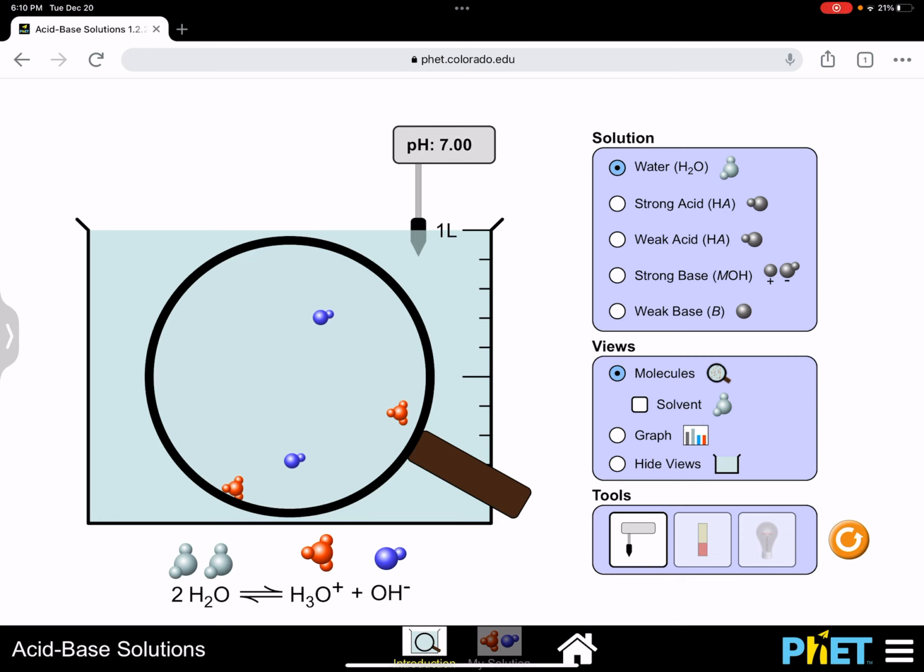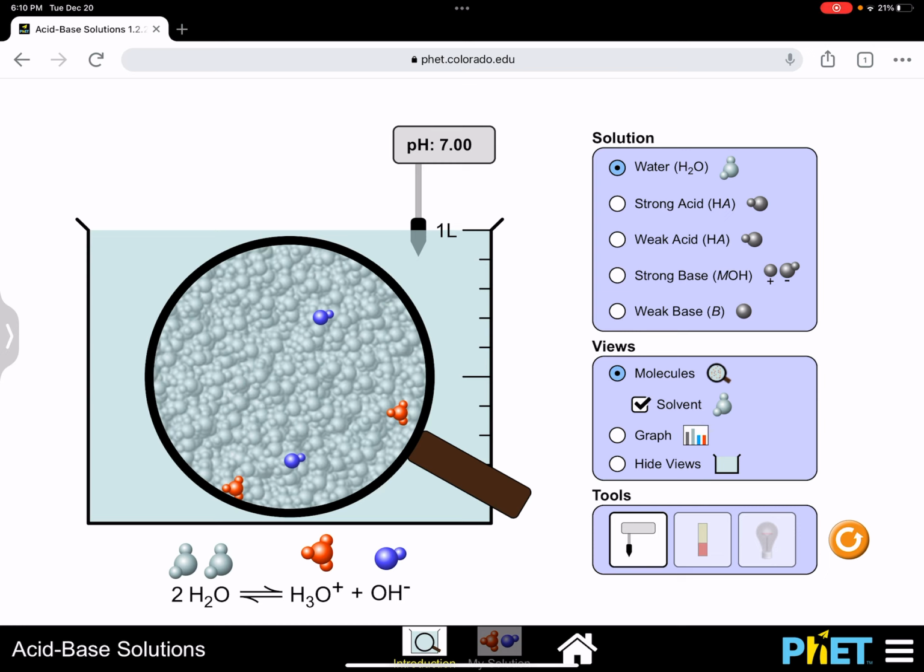I have a pH meter. What pH meters do is give a numerical correlation to the amount of H3O plus that's in the water. Right now, it's completely balanced with the OH minus, but this is what you would expect: 1 times 10 to the minus 7th. Notice that the gray waters aren't showing here. I'll make them show. So what you should be seeing is how many waters there are compared to the very few that react with each other and make H3O plus and OH minus. So water on its own just has a very tiny amount of dissociation.